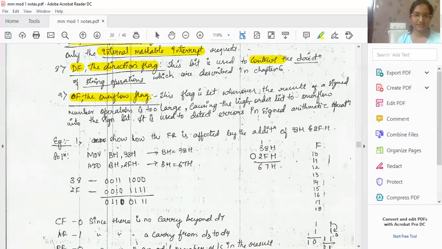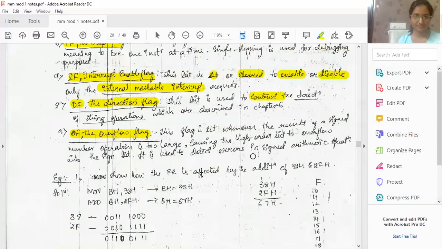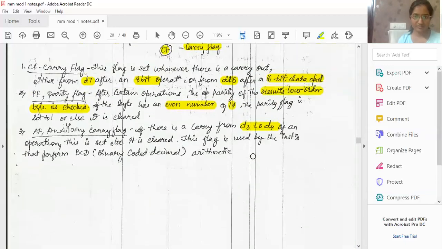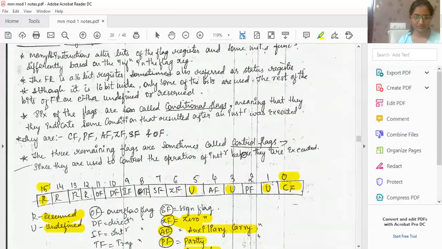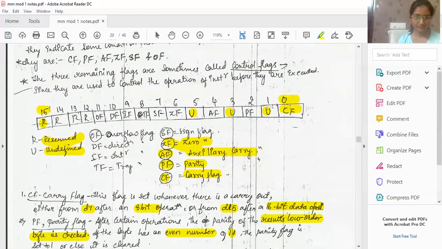All right. So this was a detailed study of each bit of your flag register. Overflow flag, direction flag, then you have interrupt flag, then you have trap flag. So these are all the different flags.